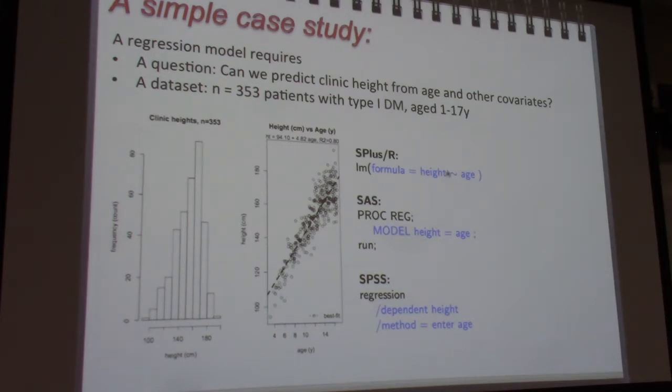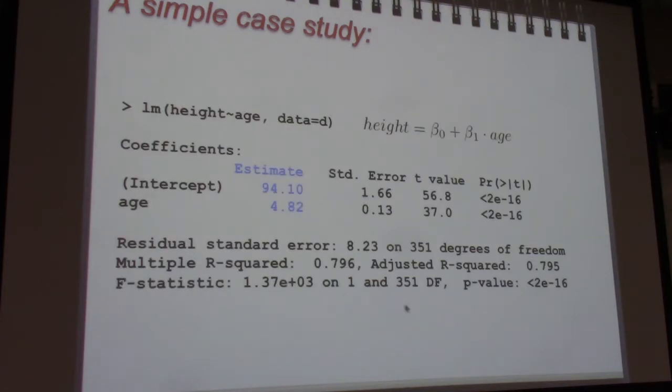Doesn't matter which package you use. In R, we get height versus age. In SAS, we use proc reg, and our model is height versus age. Similarly in SPSS. The output is also similar. So this is our output. Here's how we call the model with the LM function. And our output gives us the beta hats.